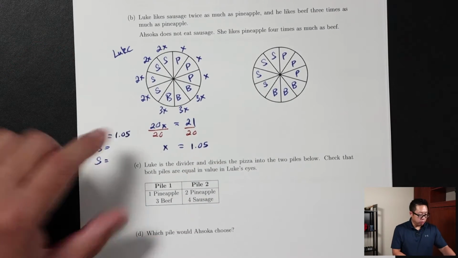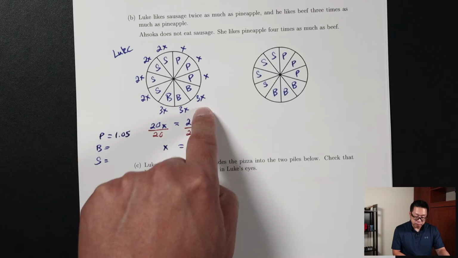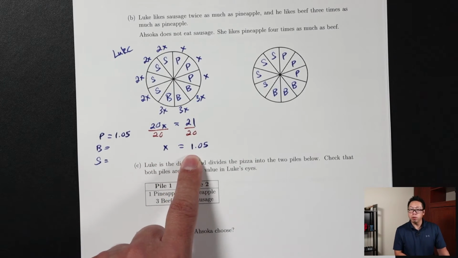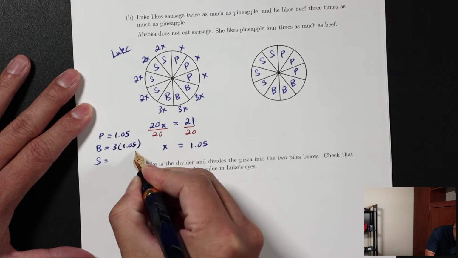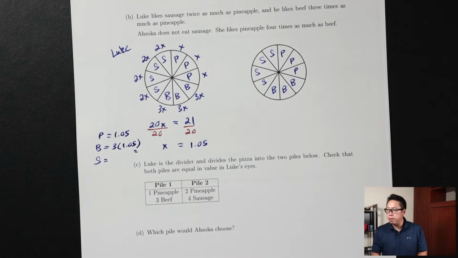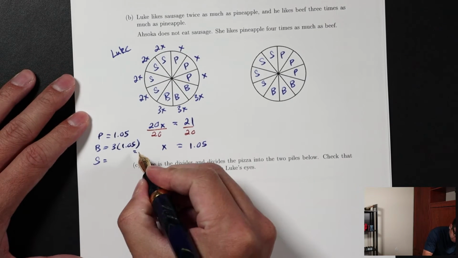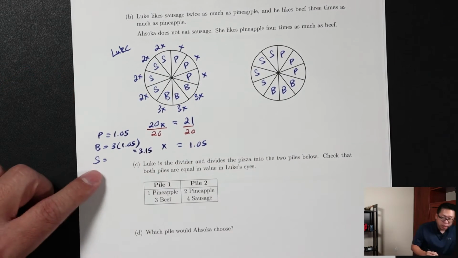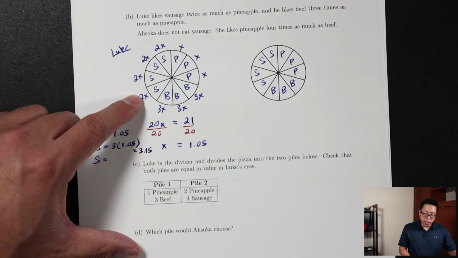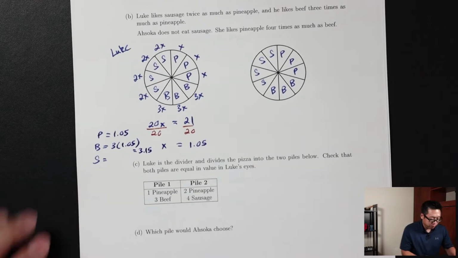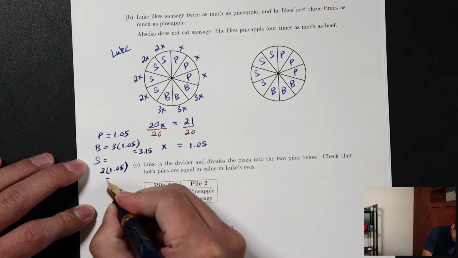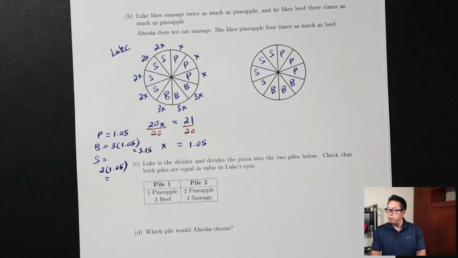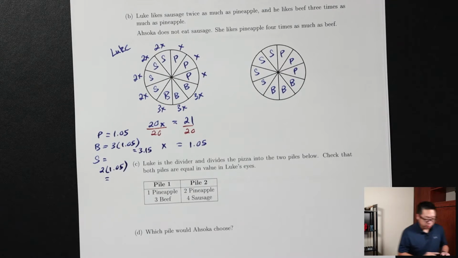The beef we labeled as 3x, so that means 3 times the x, so 3 times 1.05. And what is that? 3 times 1.05 is 3.15. And then the sausage, 2x, that means 2 times the 1.05. The sausages are 2 times 1.05. And 2 times 1.05 is 2.1.